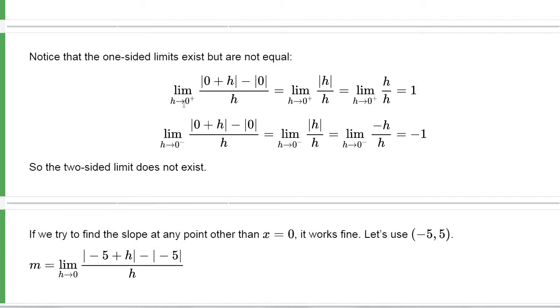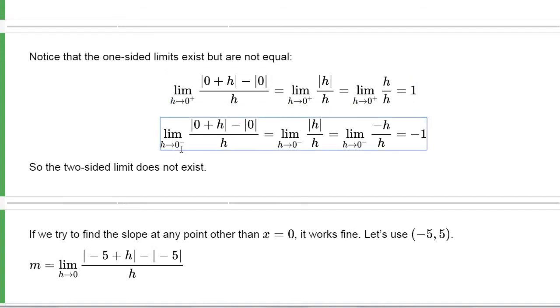So as h approaches 0 from above, this limit is the absolute value of h over h when you simplify. And if h is approaching 0 from above, that means h is positive, and so the absolute value of h is h. And so h over h is 1. This is a limit as h approaches 0 from above of 1, and the answer is 1.